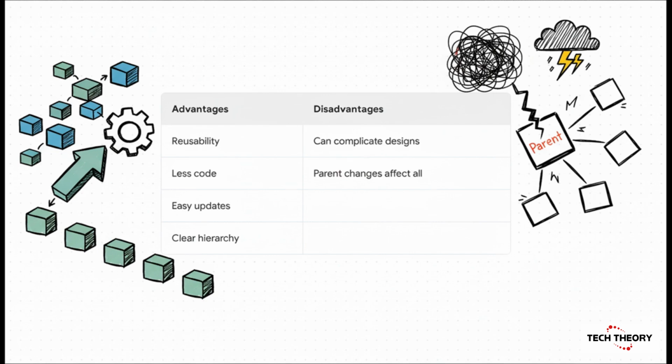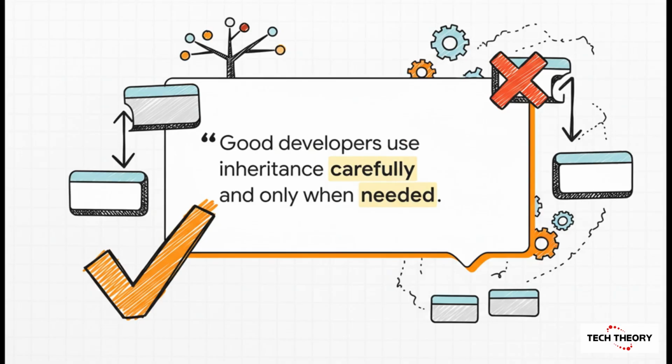It's a double-edged sword. And all of that leads to this really key piece of wisdom for any developer. Just because you can use inheritance doesn't always mean you should. A good developer knows when it's the right tool for the job and when another approach might actually be simpler and safer. It's all about making smart choices.